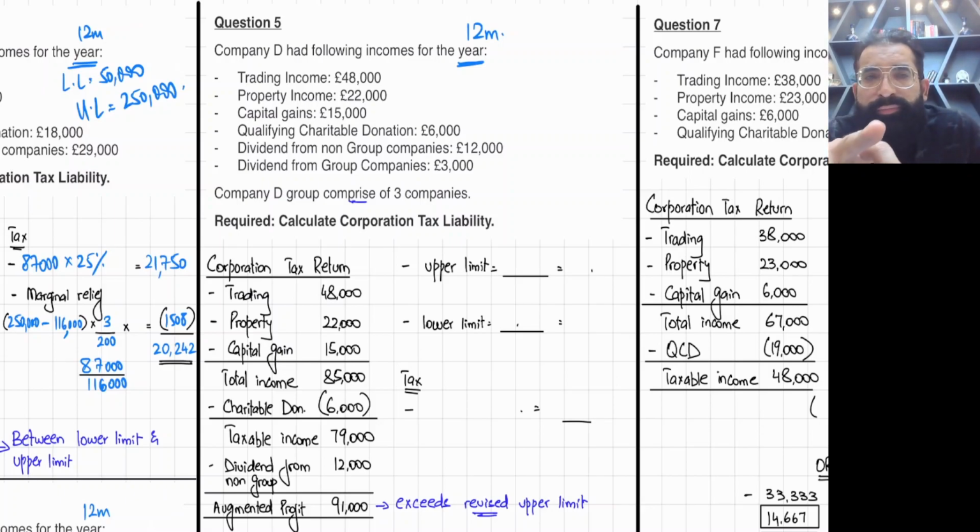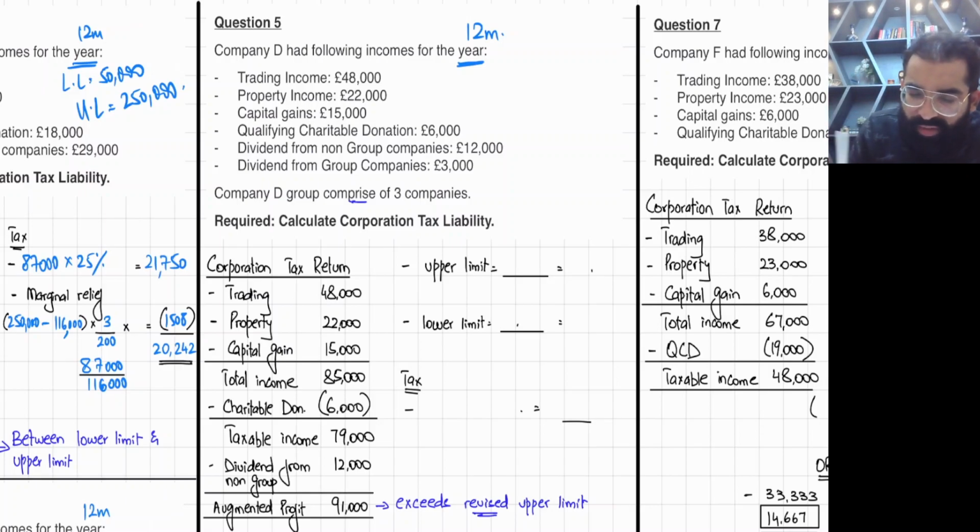So I just told you that from this question now you need to prorate the limits, the lower limit and upper limit. But see, the limits of corporation tax are prorated because of two reasons. Number one, if your accounting period is less than 12 months. And the second reason, if you are part of a 51% group of companies. You remember I showed you this, right?